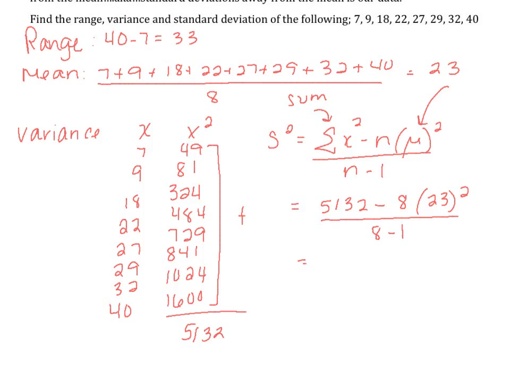So this is equal to, just using the order of operations, 5,132 minus 8 times 529 divided by 7. And if we multiply, subtract, and then divide, we'll see that it is equal to 128.57. So here's our variance.